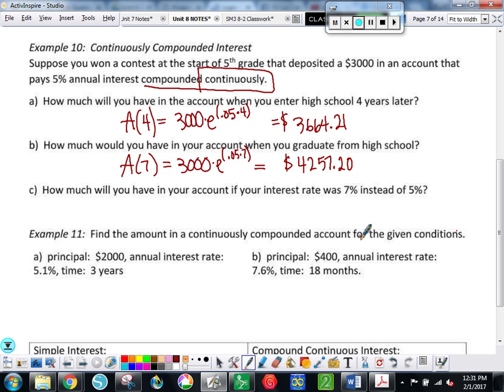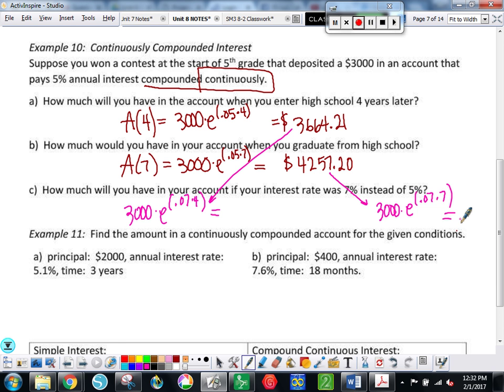Fantastic. Now, next question. Using both of these examples, what happens if my interest is 7% instead of 5%? So let's do both of these and see what a different interest rate does. So the first one, 3,000 times e to the 0.07 times 4. Will this half the class do that? And then the other half, 3,000 times e to the 0.07 times 7.